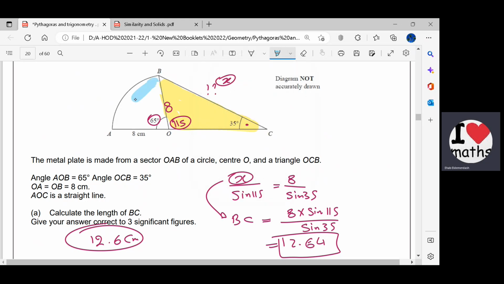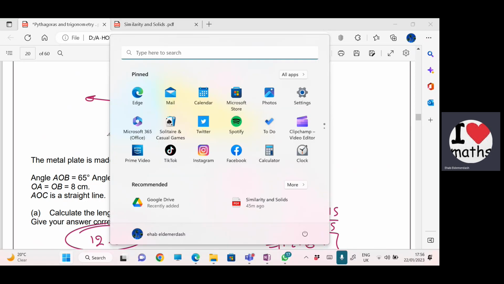So here, what will be the story? Here I have two parts. I have the triangle and I have the sector. Let's have a look. To identify the area of the sector, let me just explain it here.